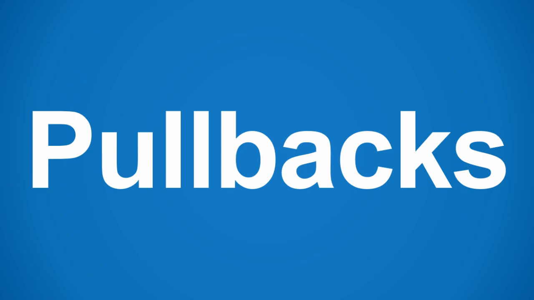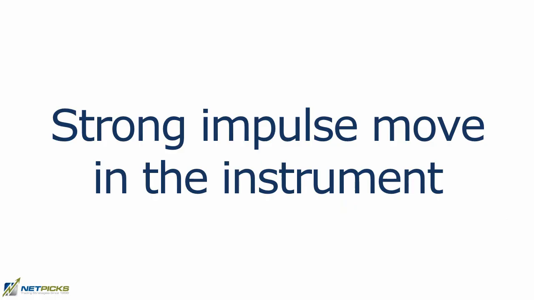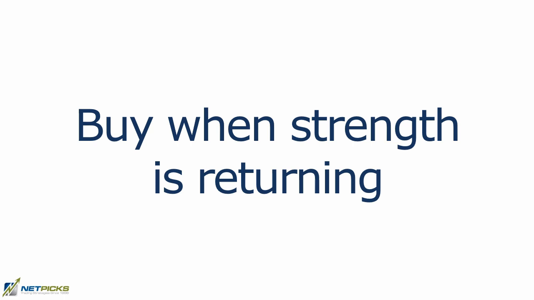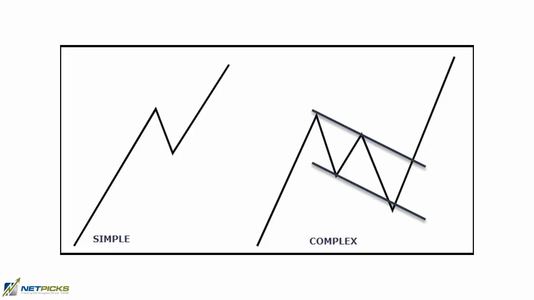It's a great approach when you're trading. You find a strong impulse move in the instrument. You wait for a corrective decline for an uptrend. And the third thing is you buy when strength is returning to the instrument. But the challenge comes, as he figured out, when a simple pullback, which is essentially one leg down, turns into a complex pullback, which can be multiple legs.